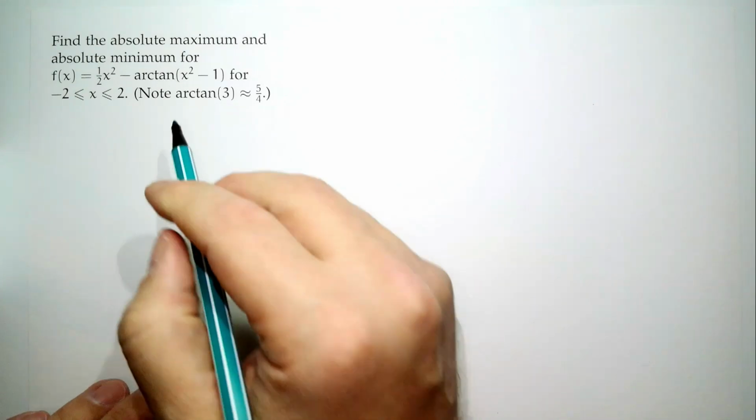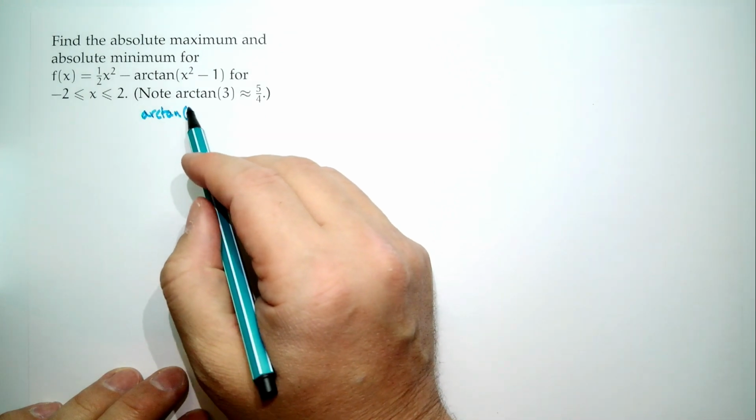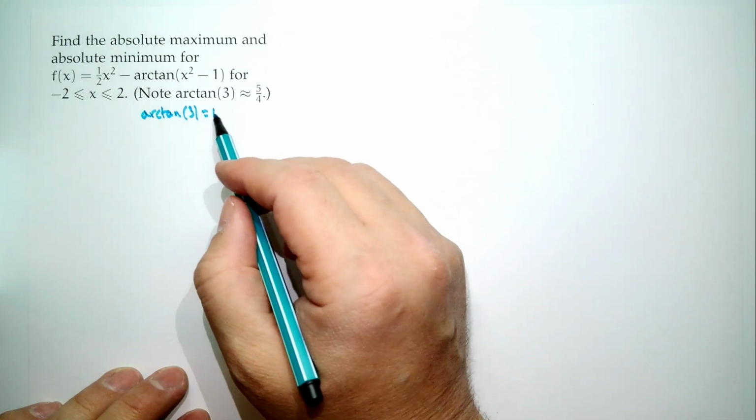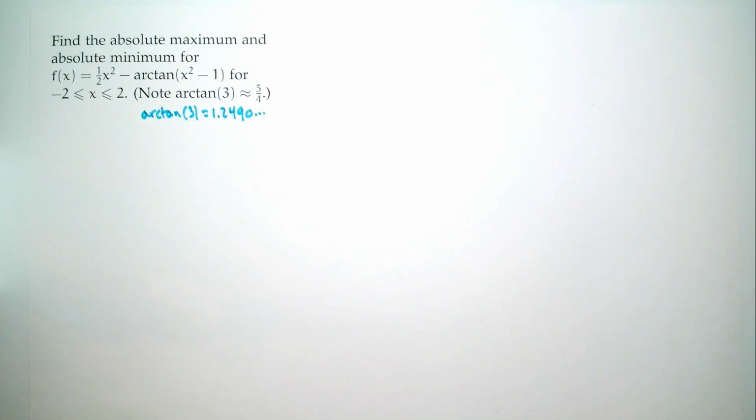Of course, that doesn't surprise us. I'm sure we've all memorized values of arctangent. And if you look at arctangent of 3, as you'll probably recall, it starts as 1.2490. So 5/4 is a pretty reasonable approximation.